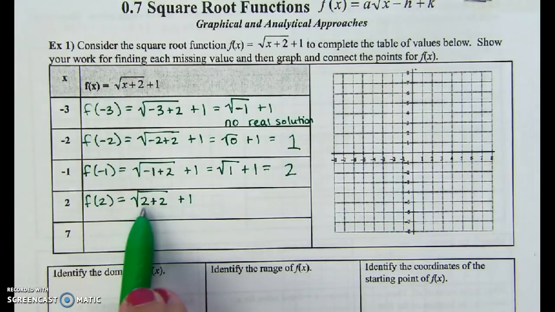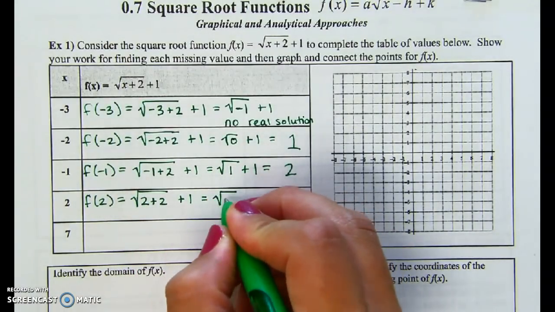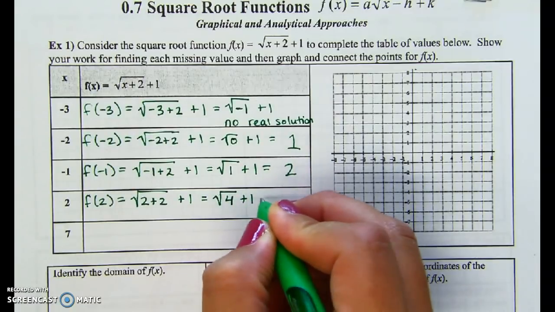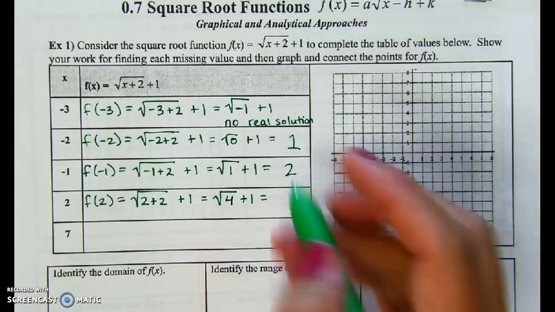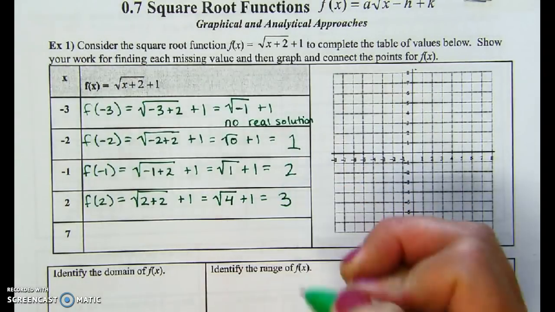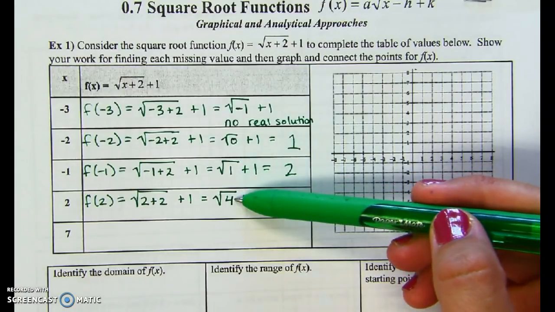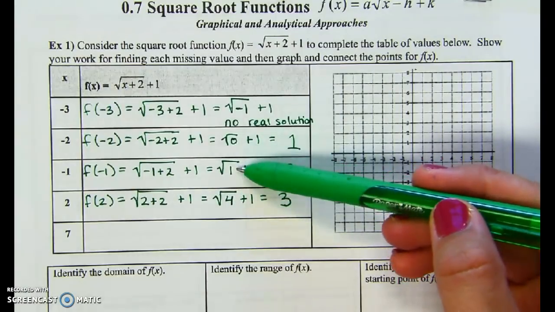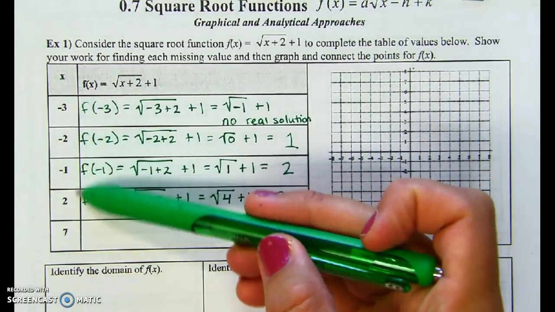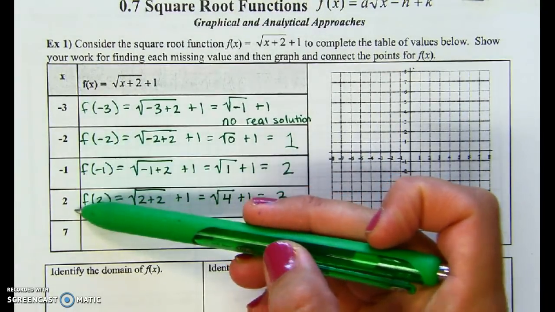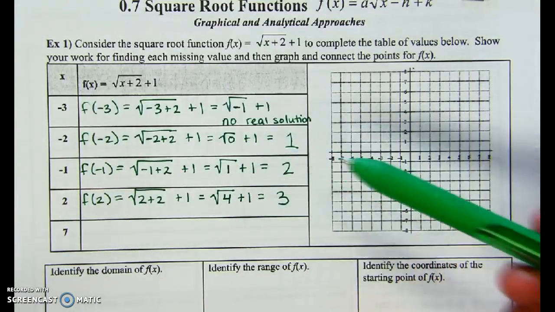Let's see. 2 plus 2. 2 plus 2 is 4. Square root of 4 is, do we know the square root of 4? Yeah, the square root of 4 is 2. So we have 2 plus 1. What's 2 plus 1? 3. So here we had a square root of 0, a square root of 1, and a square root of 4. Do you see how all these are perfect squares? So do you think I picked these x values on purpose? Yeah, I picked them on purpose so that we would have perfect squares and not decimals for this example.